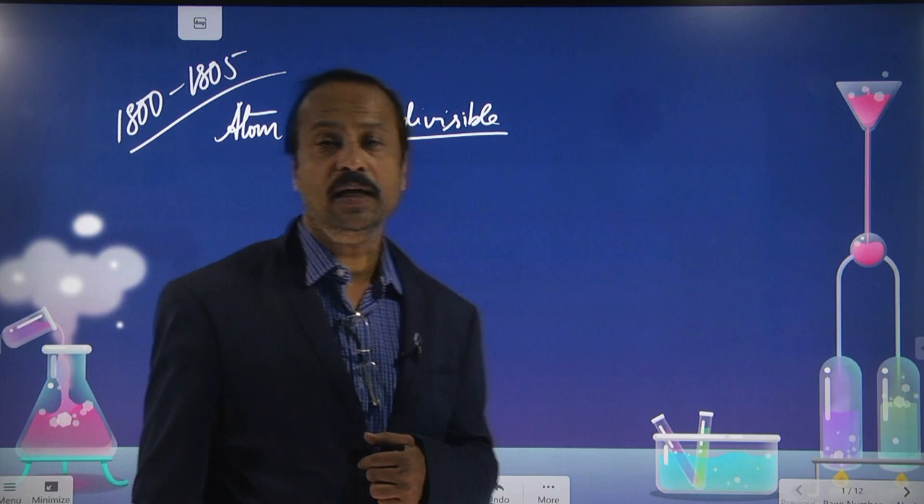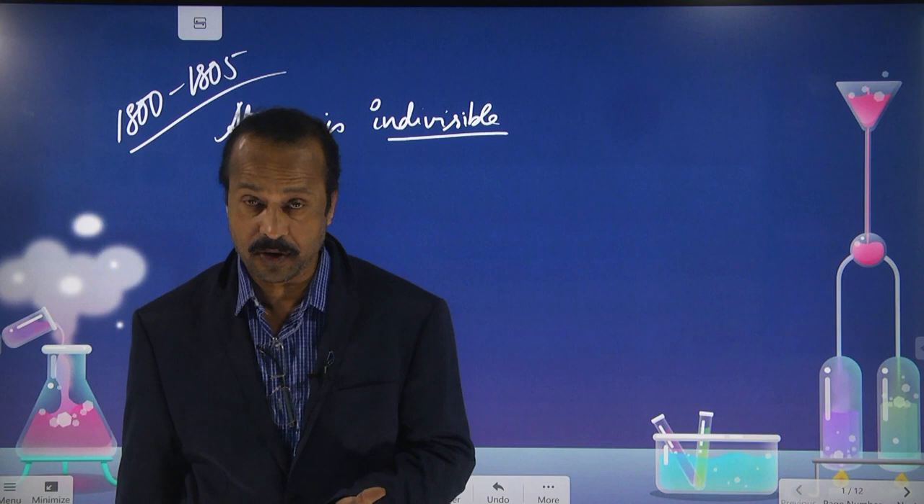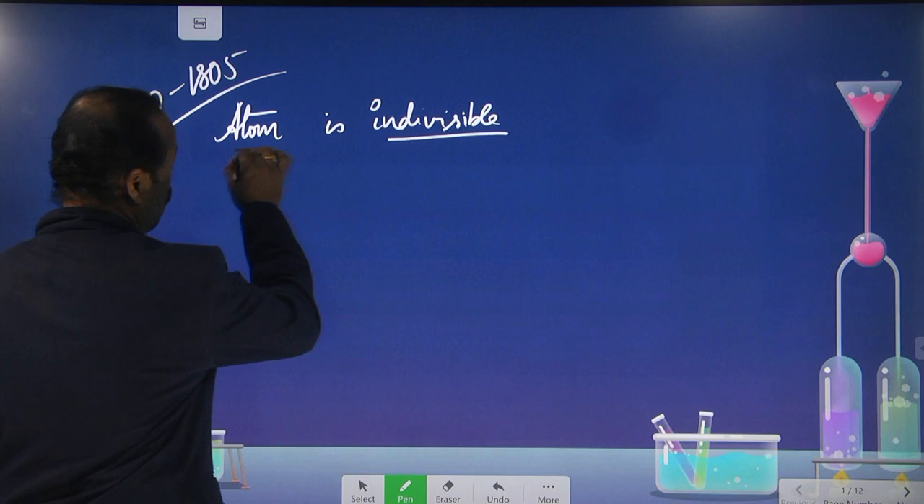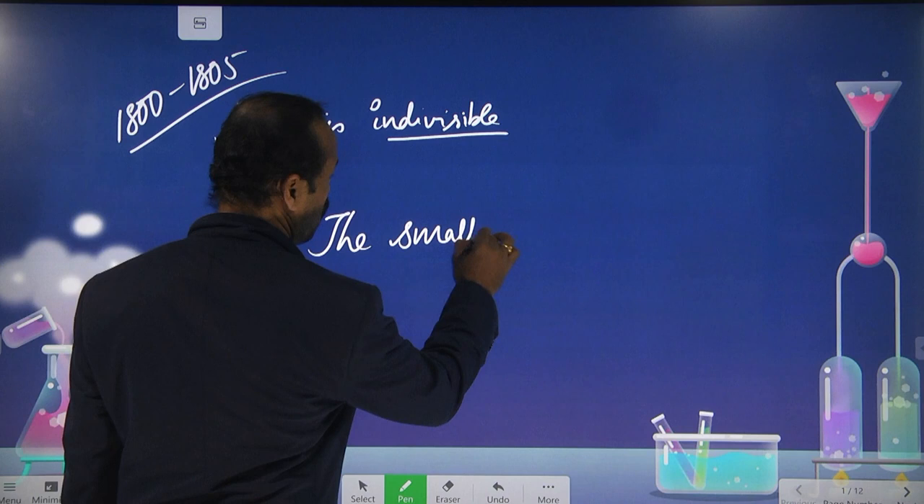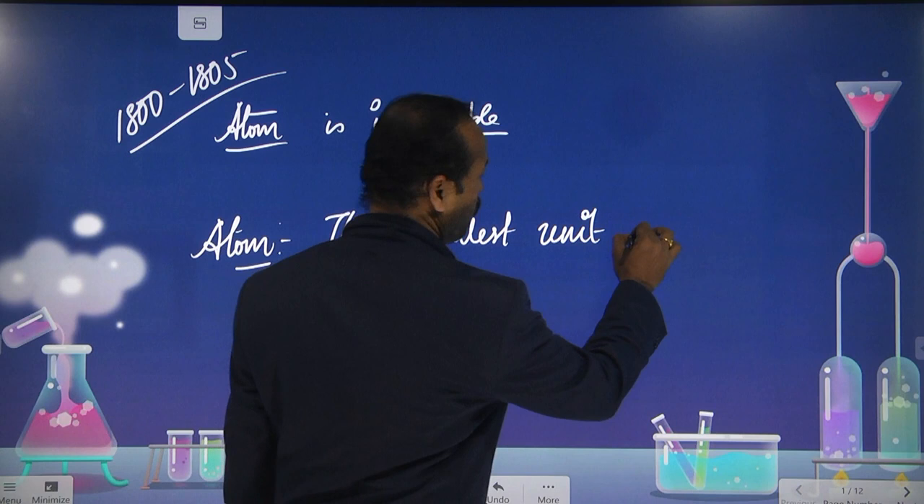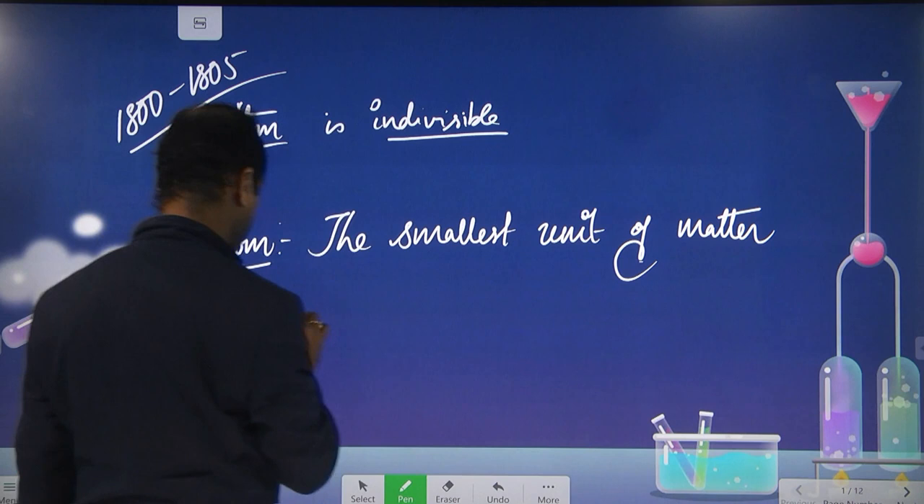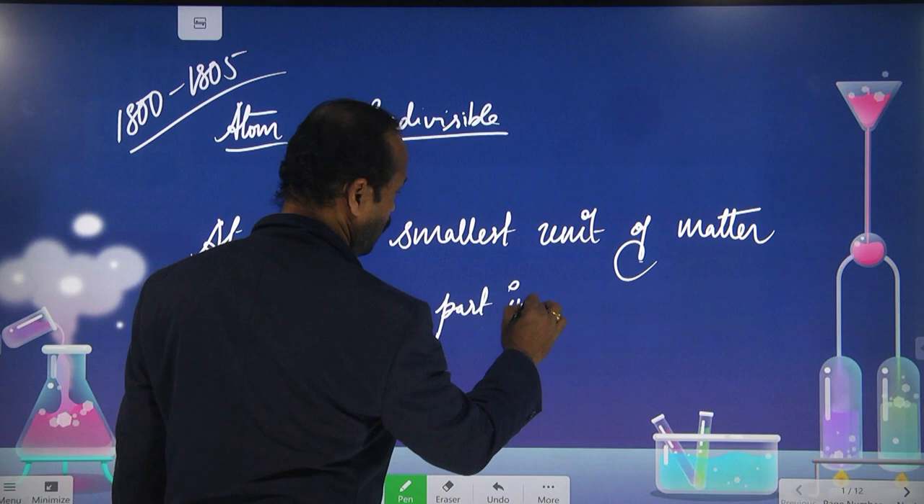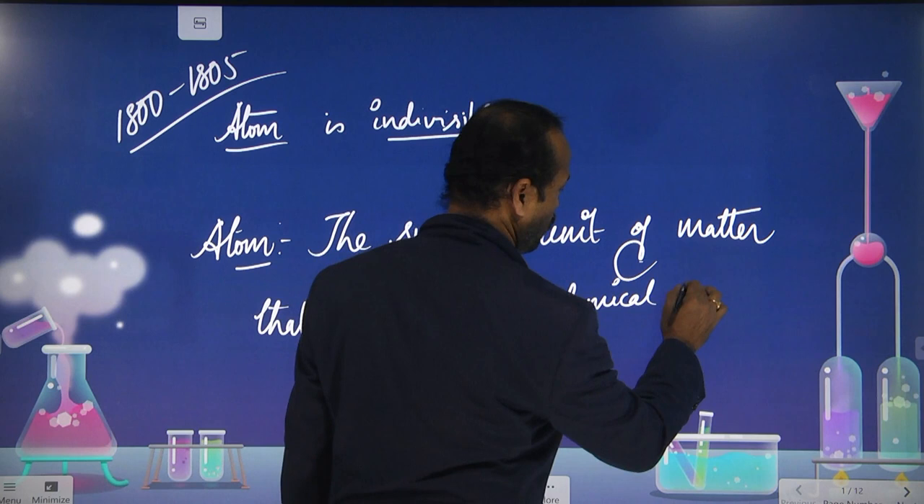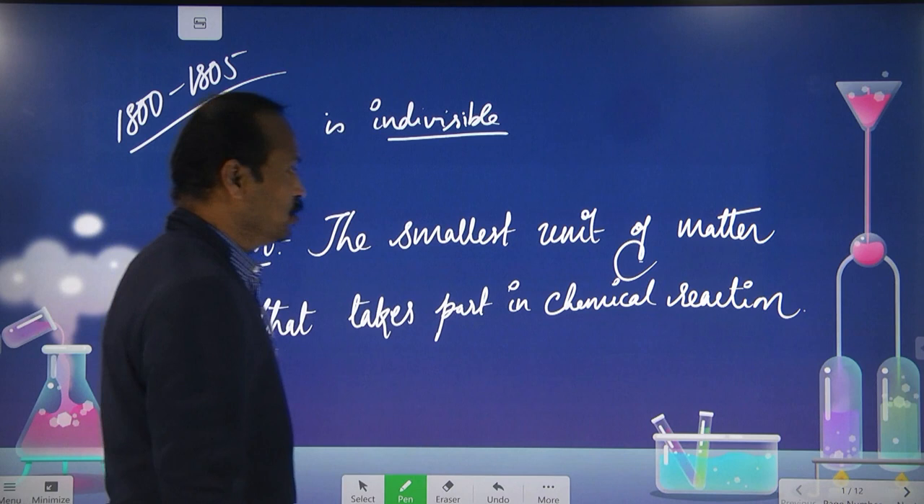J.J. Thomson discovered the electrons from the atoms, right? So based on that, how can you define the atom? What is the new definition of atom? Atom can be defined as the smallest unit of matter that takes part in chemical reaction. So this is how, at present, we can define the atom.